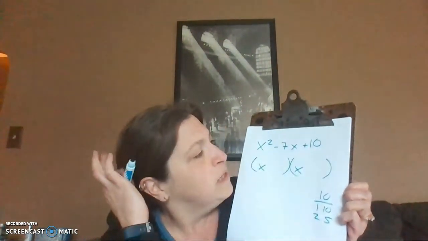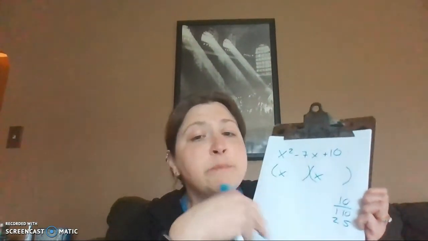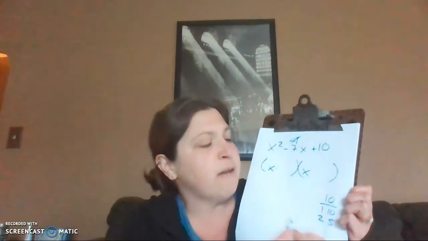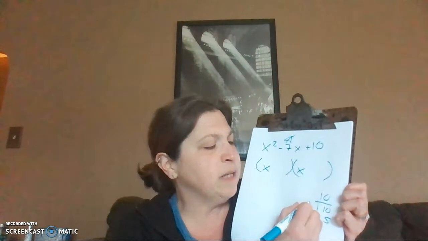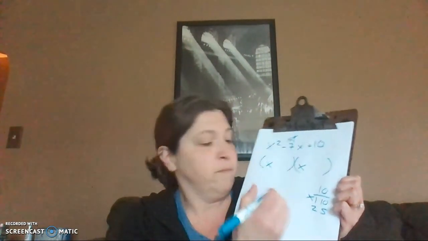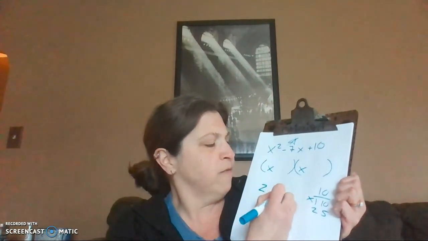Okay, this time I need same signs again. So that means they're either both positives or both negatives. Again, since it's the same sign, that means I need to add the numbers and make them equal to this 7. Well, 1 and 10 give me 11. No, 2 and 5, that does give me 7. Cool. So I'm going to be using 2 and 5.